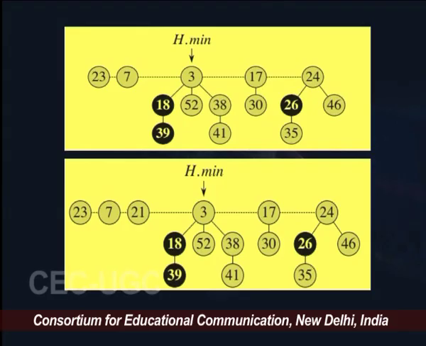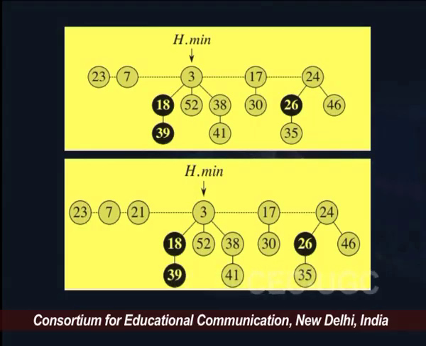So, here is a figure. The earlier figure, above on the screen, has 5 min-heap ordered trees, with root nodes 23, 7, 3, 17 and 24. If we want to insert one more node, which is 21, then 21 is inserted after 23 and 7. Why is this so? Because I have already told you that there is no specific order in which these elements are to be stored.